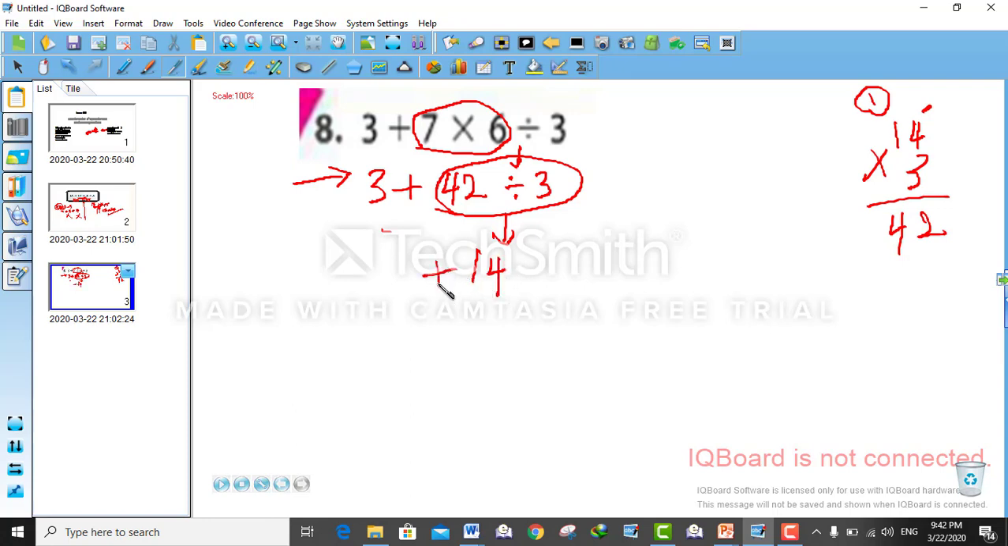And here we have to add the 3. So 3 plus 14 is 17. Yes.